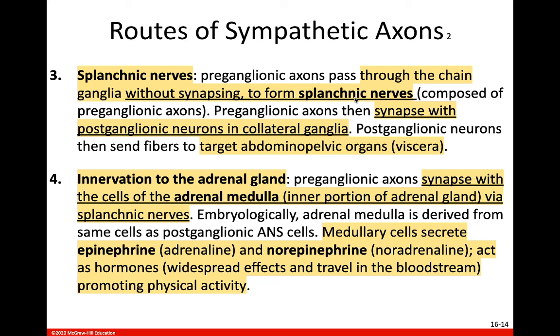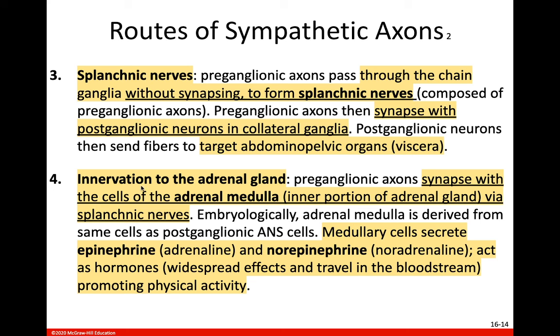And then that splanchnic nerve synapses in the collateral ganglia with the postganglionic neurons. And then those postganglionic neurons go and innervate your abdominal pelvic organs. So that's going to be your visceral organs like your intestines, your gallbladder, your pancreas, your liver, your urinary bladder, things like that. So again, the preganglionic neuron goes through the chain ganglia, comes out as a splanchnic nerve. The splanchnic nerve then goes to the collateral ganglia and synapses with the postganglionic neuron. That postganglionic neuron leaves the collateral ganglia and innervates abdominal pelvic organs.